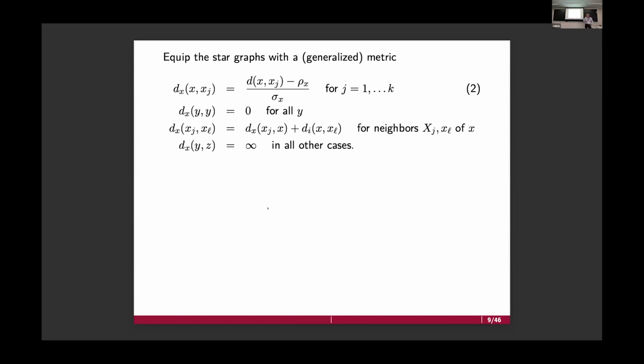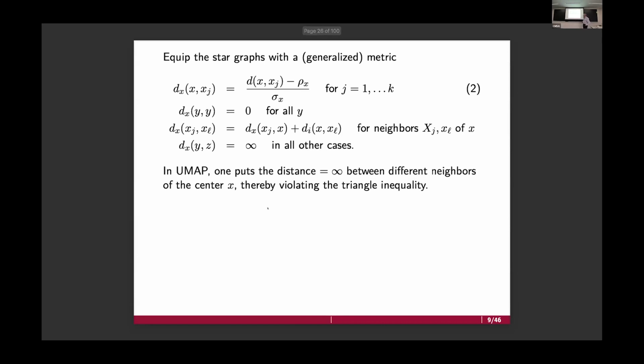To first concentrate on the local picture. And in UMAP, even one puts the distance here equal to infinity, but then you are in a situation where the triangle inequality is no longer satisfied. So we rather did it that way. So that should be an X here, sorry.